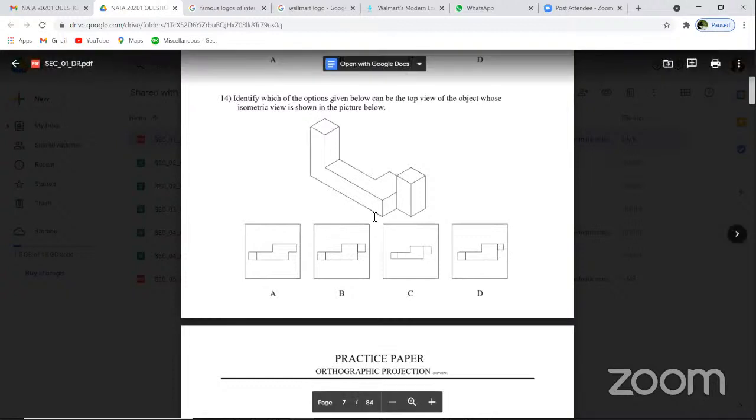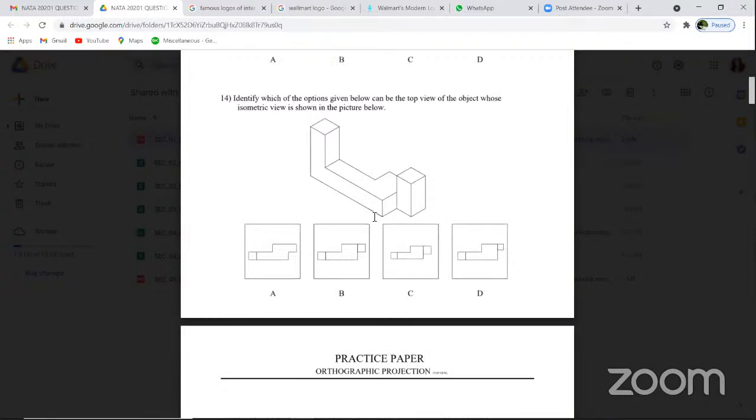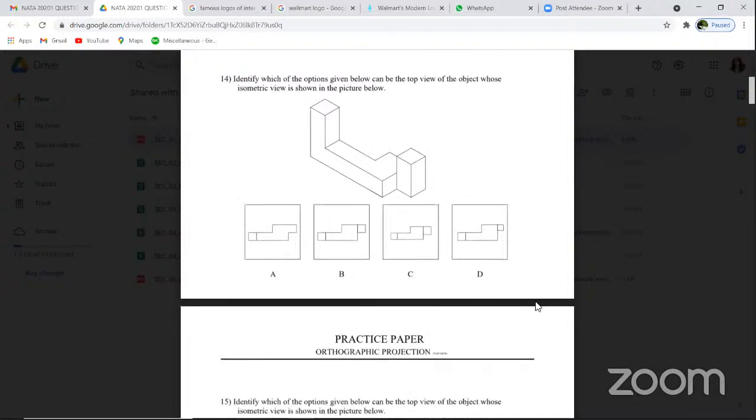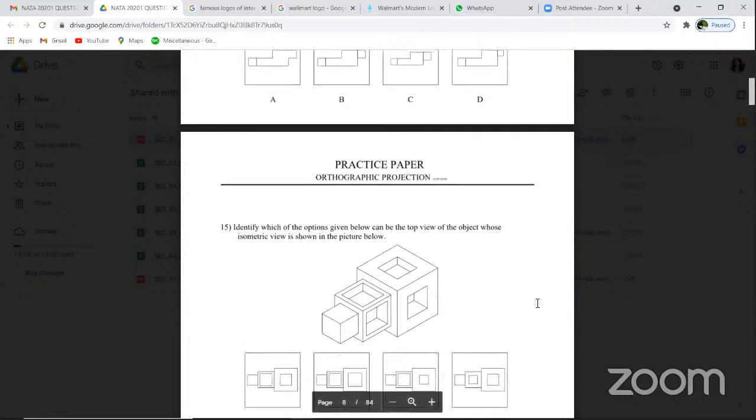Ma'am, but B and C look the same. It's just like smaller. No, see, if you compare this and this, the size may be smaller. But what about this cube, this square? They are of the same size, not smaller. Right? Okay. Understood, right? Yes, ma'am. Okay, try this one.